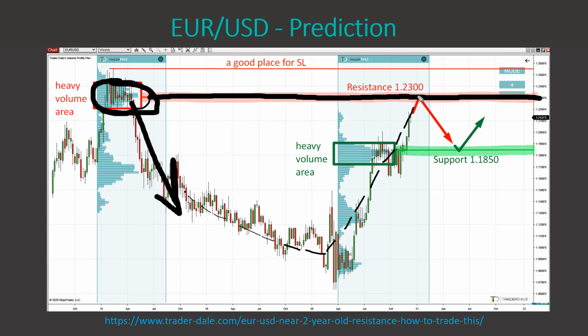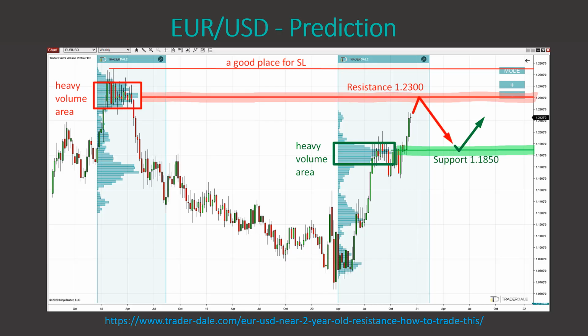You wait for the pullback, and from this heavy volume area, you enter a short, all right? Because this is supposed to work as a resistance. Those big guys should defend this zone. Those big guys have great memory. Markets have great memory, so they will know that 3 years back, they were building up their shorts in here. They will know. So that's the first thing I wanted to show you.